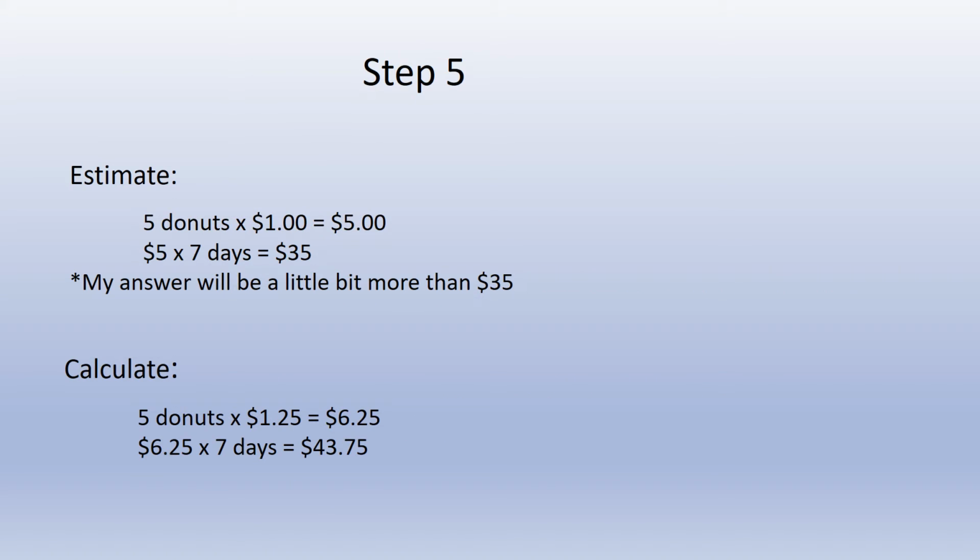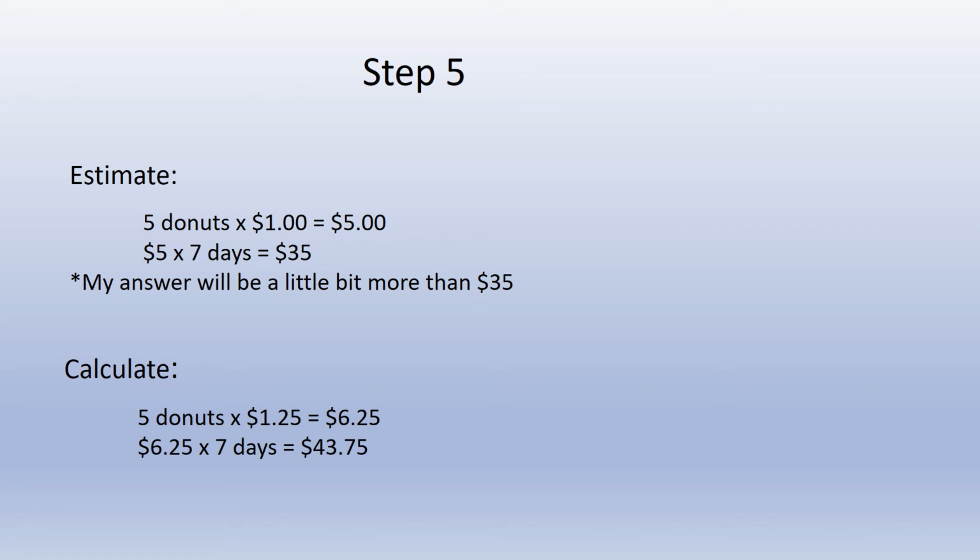Okay, the next step is to estimate. So you're, again, making a really good guess. So 5 donuts times, let's say about $1 a day is $5. And then if you figure out that that's what this family is spending each day, then you're going to multiply that times 7 and come up with $35 a week. Just note that the estimate is not the actual answer. It's more of a ballpark figure.